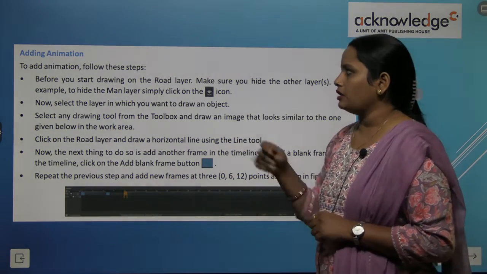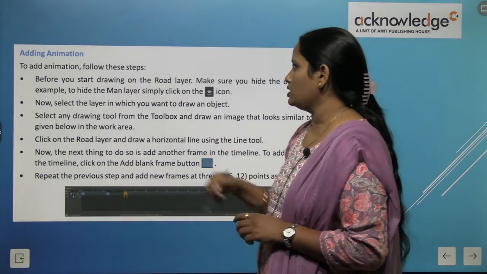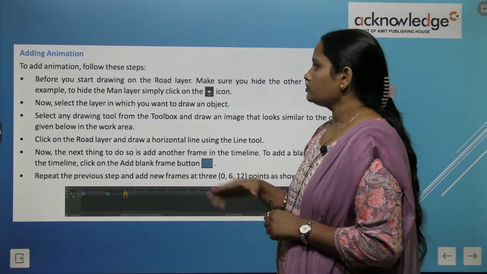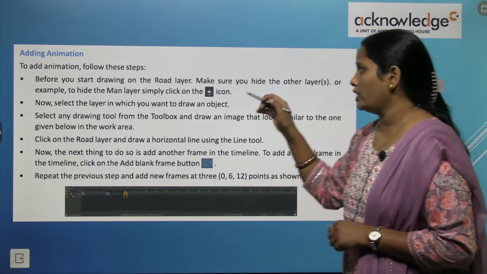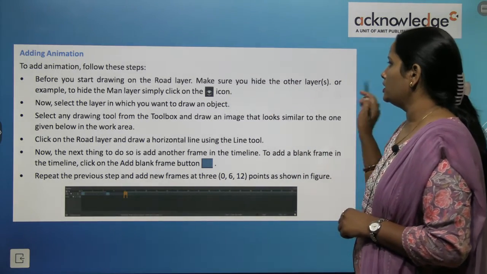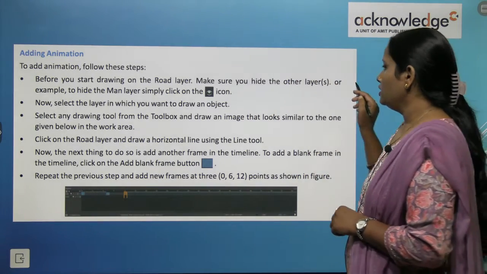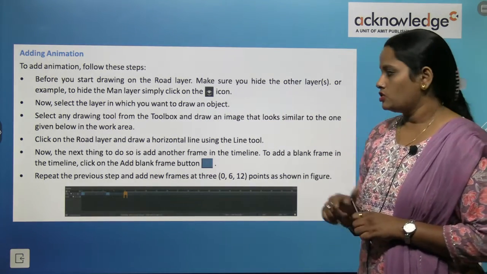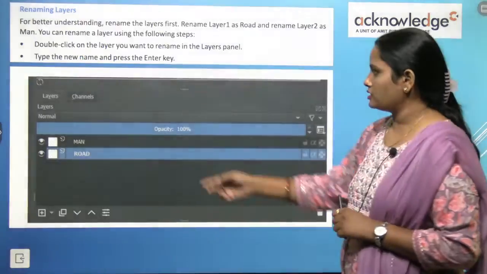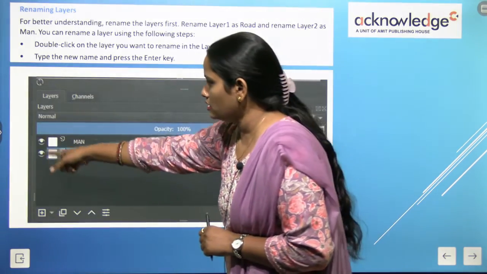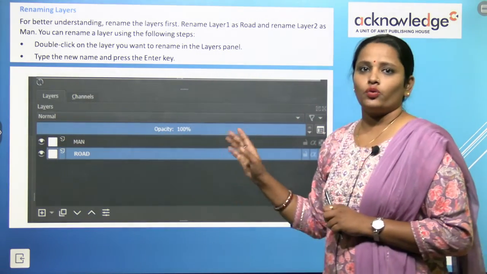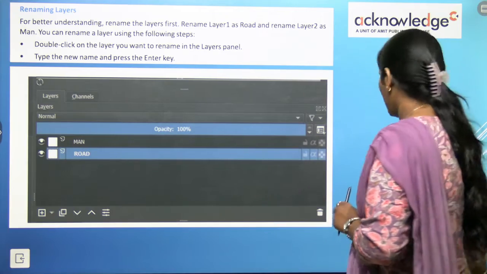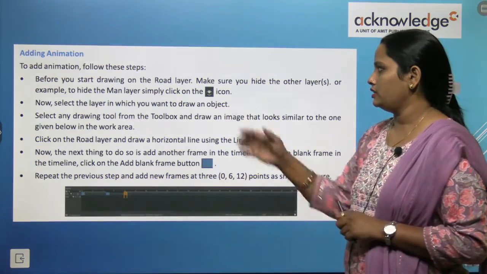How can we add animation? To add animation, follow these steps. Before you start drawing on the road layer, make sure you hide the other layers. For example, to hide the man layer, simply click on this option. So here we have seen there are two options given here, and for creating one layer we have to hide the other one, and we are hiding man here.